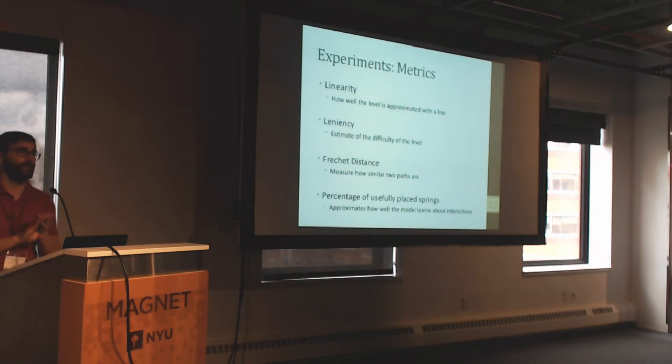For the metrics to evaluate the maps produced by this technique, they used the linearity, which is how well the level is approximated with a line, and the leniency, which estimates how difficult the level is. Then they added 2 more metrics. One is the Fréchet distance, which measures how similar 2 paths are. Think of how long the rope should be between 2 people following different paths. And the other is the percentage of usefully placed springs. Springs are an element that you can jump over and that lets you jump higher than regular. Usually you place these objects where you need to jump over them to finish a level, or not.